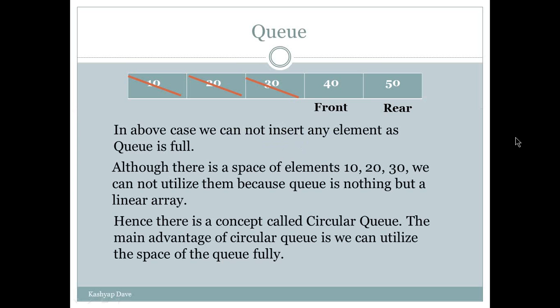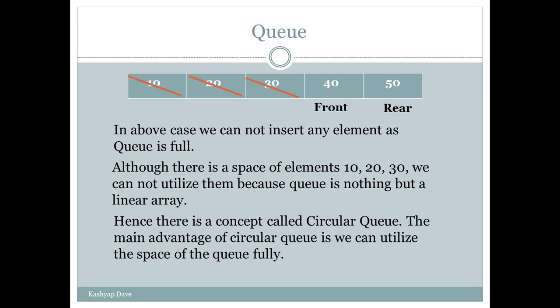In our simple queue, if we have entered the values 10, 20, 30, 40 and 50, then in that case our queue will be full. If we remove 10, 20 and 30, the queue is still full. Why? Because our condition says if rear is equal to max minus 1, the queue is full.